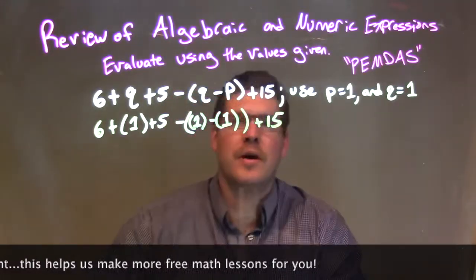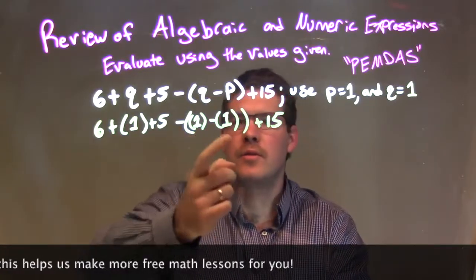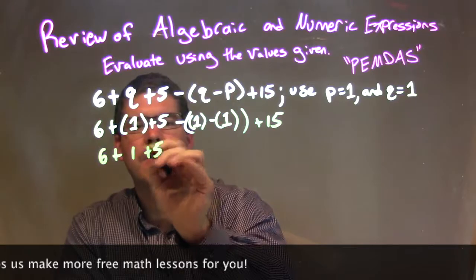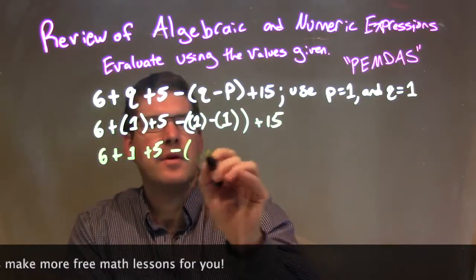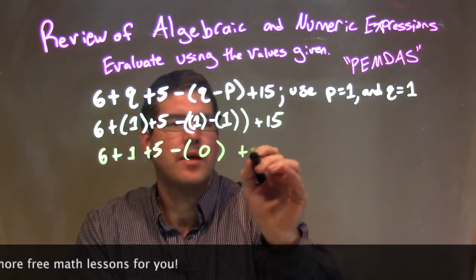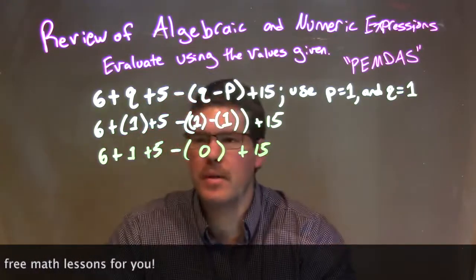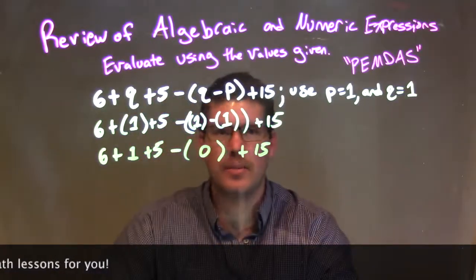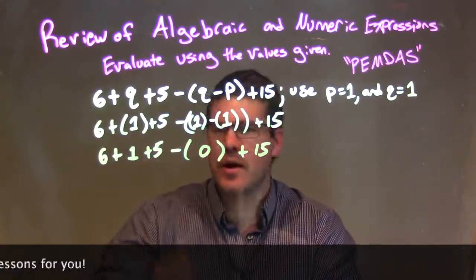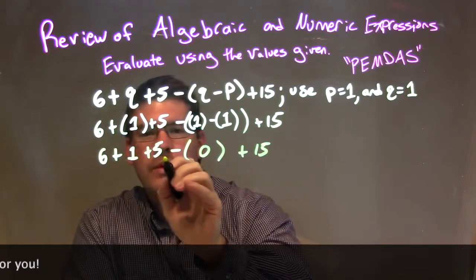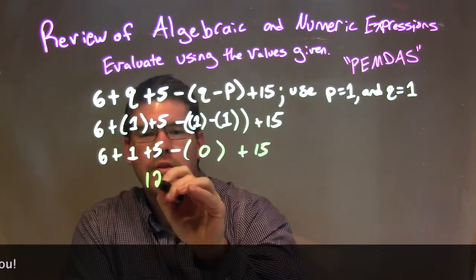We're going to use PEMDAS here. Parentheses are first. So I'm going to do 6 plus 1 plus 5 right here, minus, 1 minus 1 in the big parentheses is just a 0, plus 15. Okay. So now we just have subtraction and addition to deal with. Well, let's go left to right here. 6 plus 1 is a 7. 7 plus 5 is 12, so we have 12 right there.